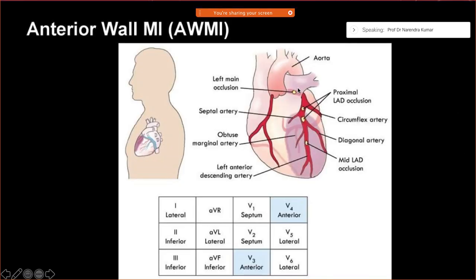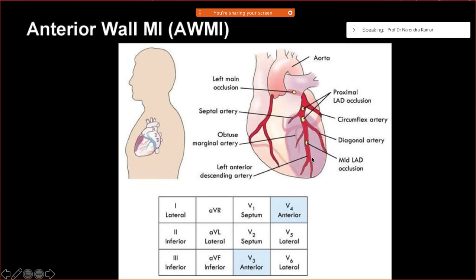As you can see over here, here comes the left main artery. If this is getting occluded, of course, the further branches will be getting occluded, and the mortality is thus very high because the heart muscle over here will not be able to pump at all. This is the reason we all have to be careful.